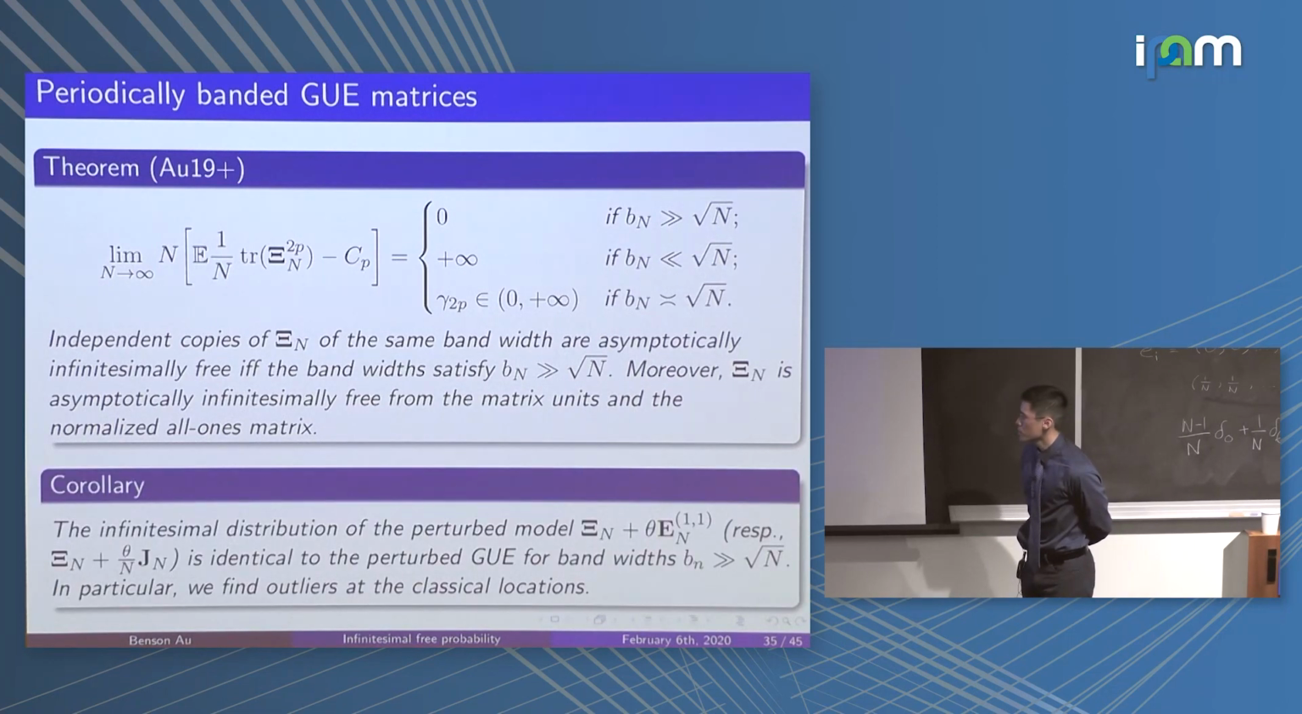Well, you can repeat the calculation that we had from before. Let's perturb our random band matrix. We have our random band matrix, and we add a finite rank perturbation to it, either the matrix unit or the all ones matrix. All you need to compute that convolution are the individual distributions, right? And we just showed that this guy in this regime has the exact same infinitesimal distribution as the GUE. So when I compute this convolution, it behaves exactly the same as the GUE. In particular, I'm going to get an outlier at theta plus theta inverse again. The same is true if I add in the matrix of all ones.